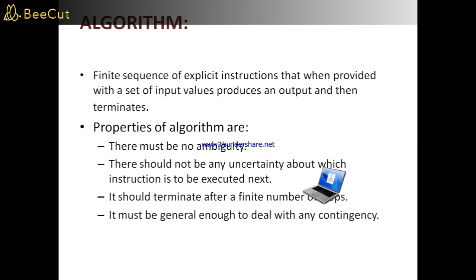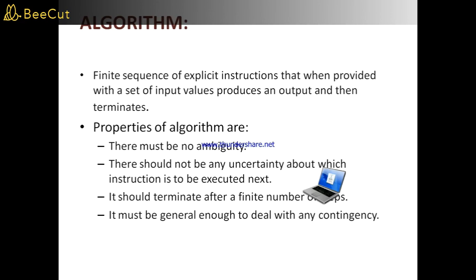Let's see some of the properties of an algorithm. The first one: there must be no ambiguity in an instruction. Ambiguity means there must not be any kind of confusion in an algorithm. If you want to find a solution to the problem, there must be a finite number of steps, and by using only those steps we have to find the solution. That's why there should not be any confusion or ambiguity. The algorithm must be unambiguous.